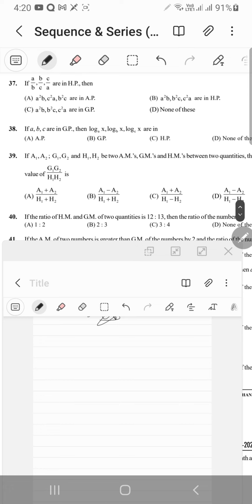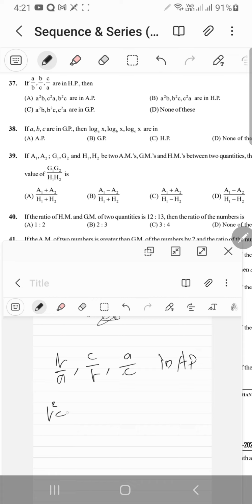Okay. If A upon B, B upon C, C upon A are in HP, then that basically means B upon A, C upon B, and A upon C are in AP. Then you want something, right? Multiply this thing by ABC, I think. So B squared C, C squared A and A squared B are in AP. Is that somewhere?